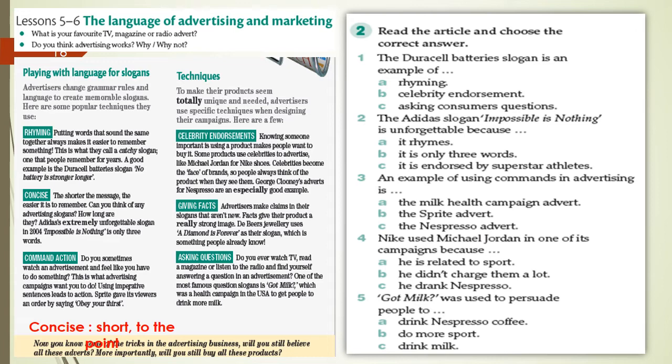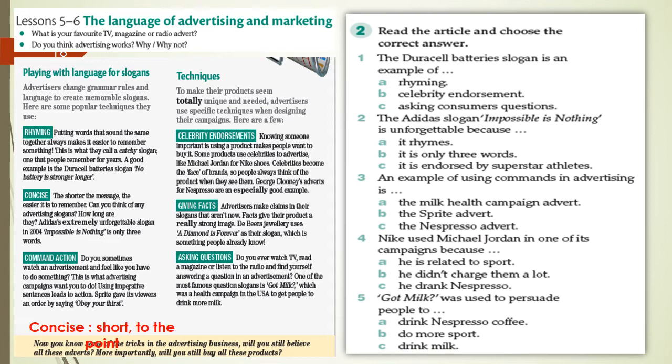George Clooney's adverts for Nespresso are an especially good example. So we have here celebrities, famous people. Number 2, what's the other technique for designing? Giving facts. Advertisers make claims in their slogans that aren't new. Facts give their product a really strong image. De Beers jewelry uses A diamond is forever as their slogan, which is something people already know.